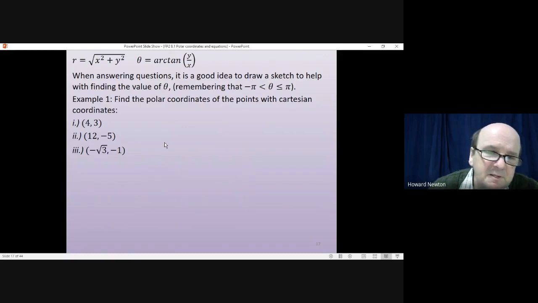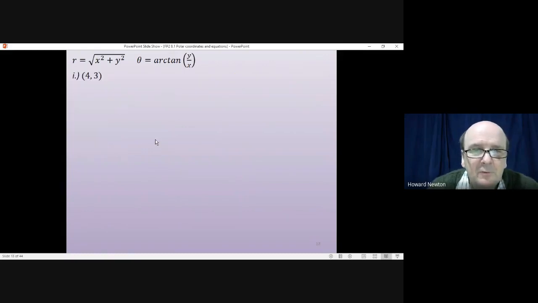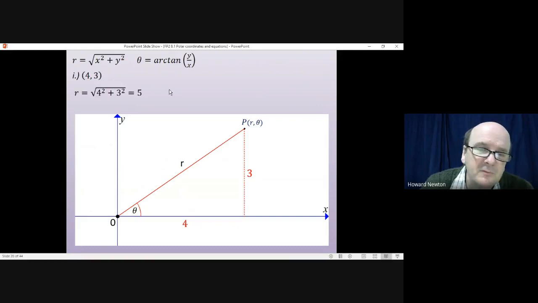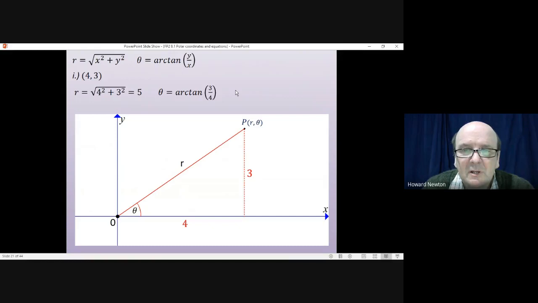Okay, let's have a look at these. So the first one, (4, 3), doesn't really have any tricks or catches. We'll do a sketch anyway. 3 in the y direction, 4 in the x direction. r will equal the square root of 4 squared plus 3 squared, which is 5. Theta is the inverse tangent of 3 divided by 4, which is 0.644 radians. So the polar coordinates of the point are (5, 0.644).